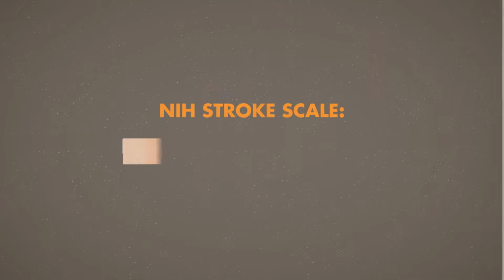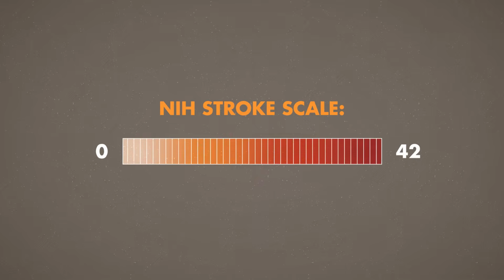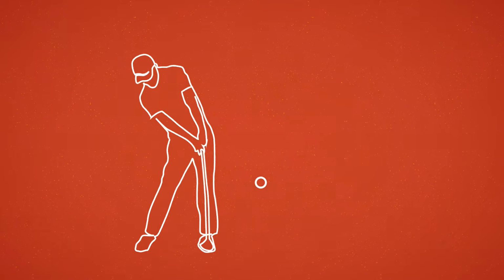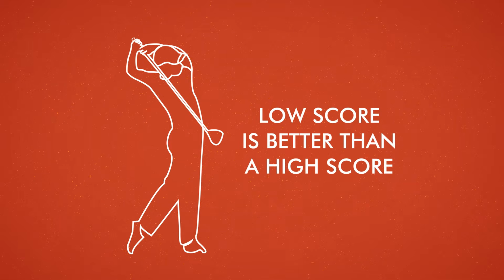Medical professionals who use the NIH Stroke Scale tool infrequently may find it challenging to administer. During this video, we will demonstrate how to accurately perform NIH Stroke Scale scoring. The scale runs from 0 for no functioning deficits to 42 for very severe functioning deficits. Keep in mind, the NIH Stroke Scale tool was originally designed by a physician that liked to play golf, so if you find it helpful, a low score is better than a high score.